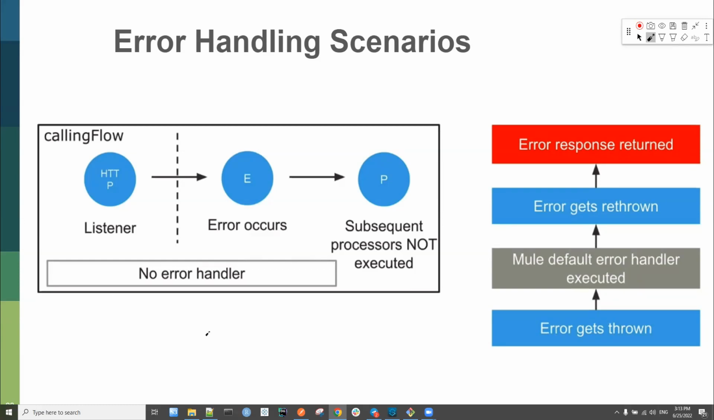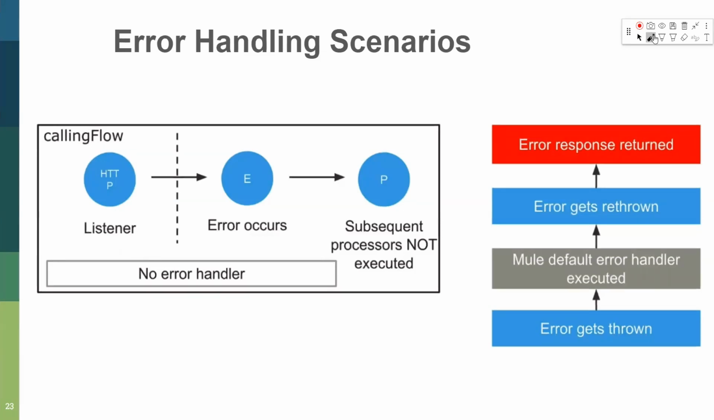Okay. So see this one. So what do we see here? There is a listener here, an HTTP listener. A flow is triggered, and an error occurs here. Let's say E is for error and P is for processor. So an error happens here.